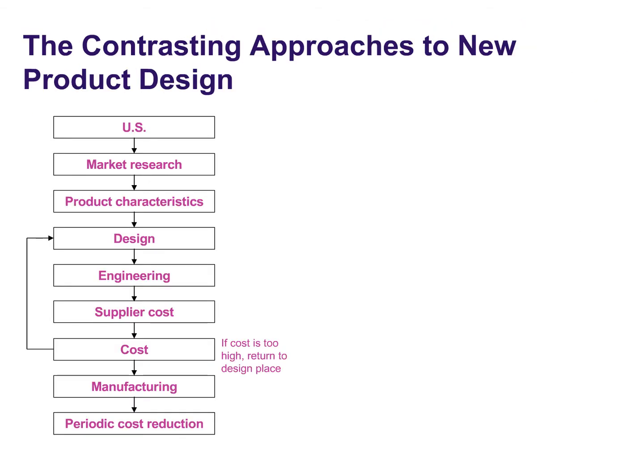In the United States, typically we do market research, then we specify the product characteristics, then we design the detailed specification through engineering, and calculate the supply cost and the total cost. Then through manufacturing, we periodically look for ways to reduce the cost. Sometimes if the cost is too high, we return to the design stage and loop until the cost fits the target. This is the left hand side. This is the way we usually do it in this country.